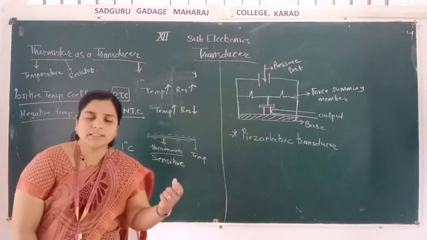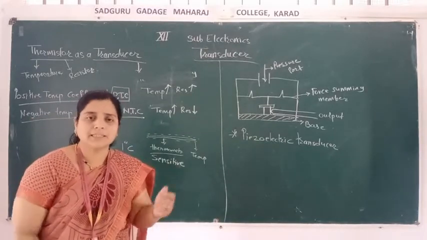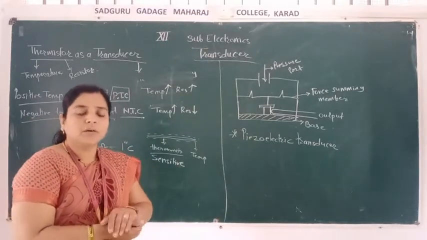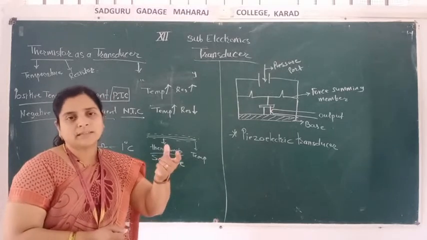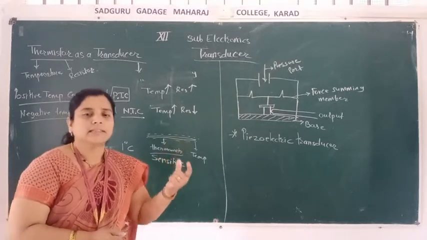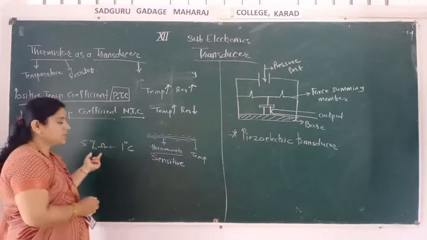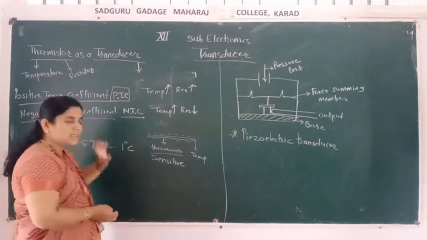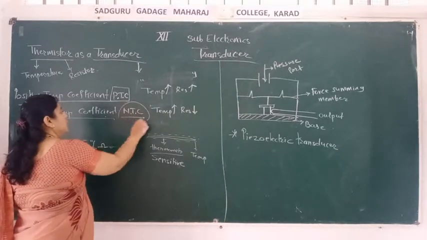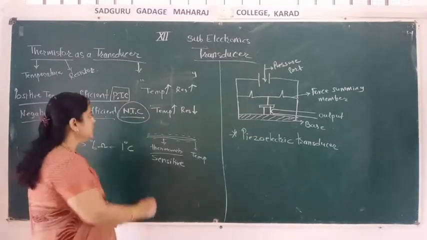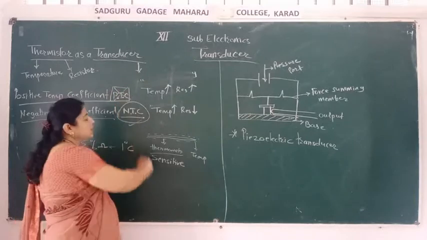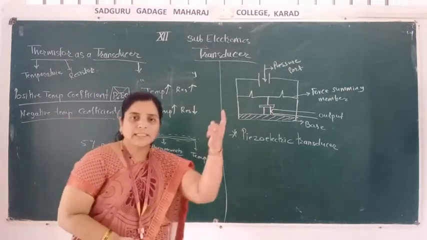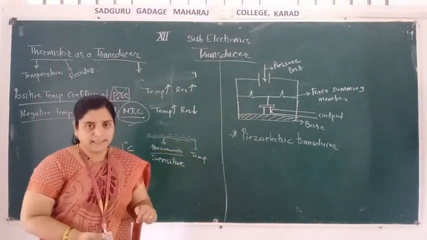So it is called a very sensitive element, because only 1 degree of temperature increase decreases the resistance by 5%. So the thermistor as a transducer works on the principle of the NTC, the negative temperature coefficient. It does not work on the PTC. When temperature increases, resistance decreases.